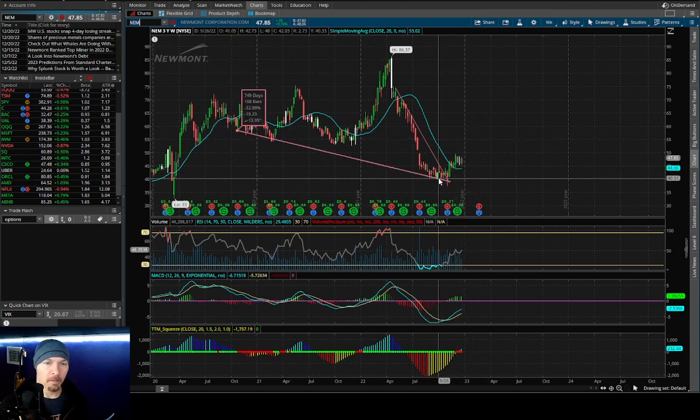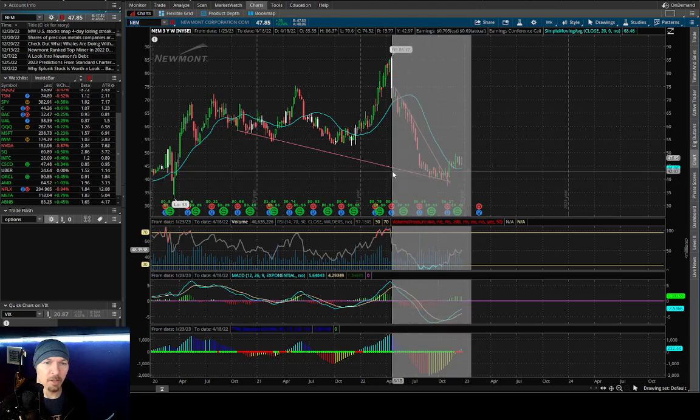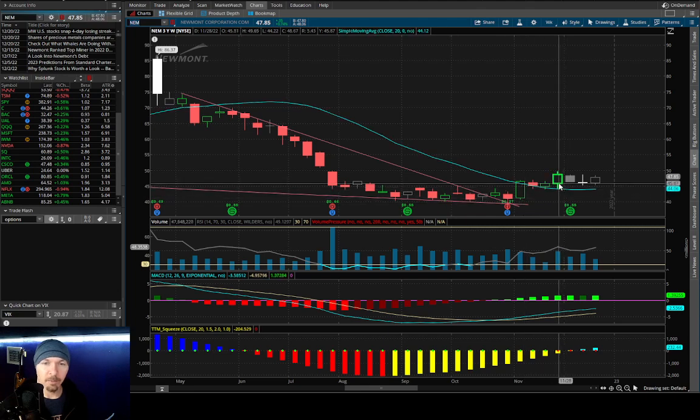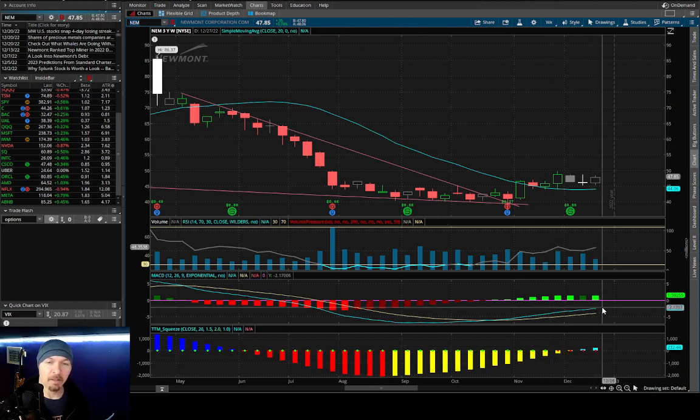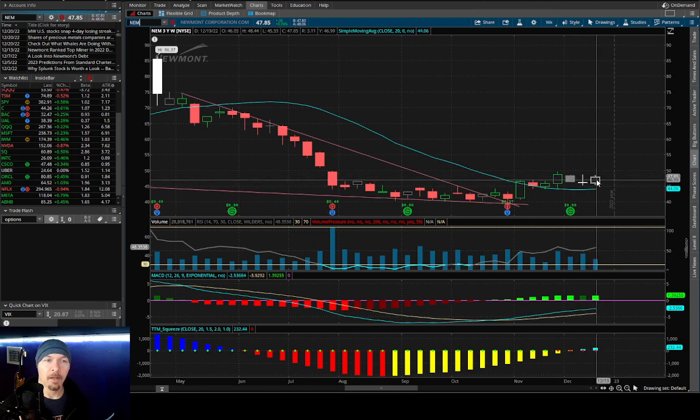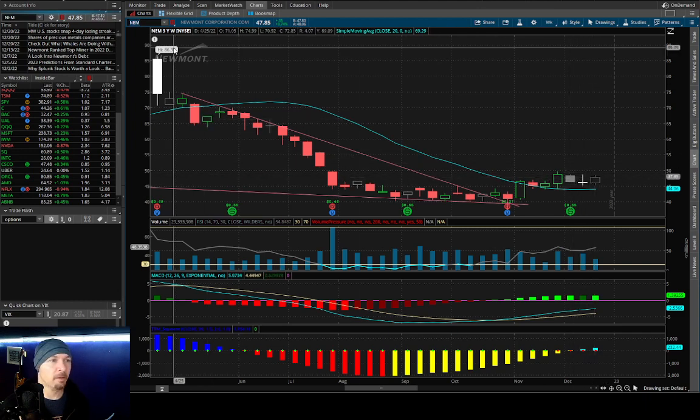And kind of coming up, a little bit of consolidation. This is kind of interesting. So we have an inside, outside, inside setup on the weekly for Newmont. That is a lot of consolidation. TTM is in consolidation. We're kind of on the curl up, on the way up. And this we closed on the upside, I think, right? We closed above our open. Correct. So this could be interesting.